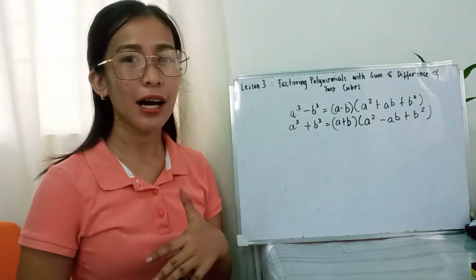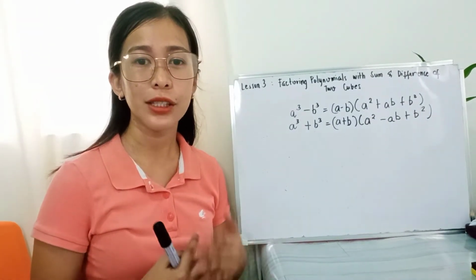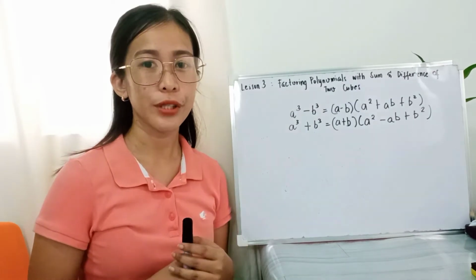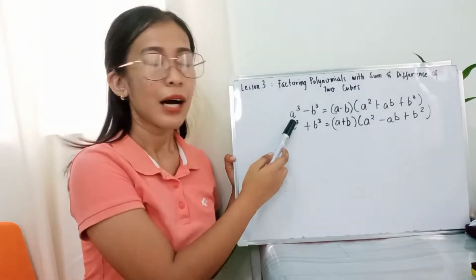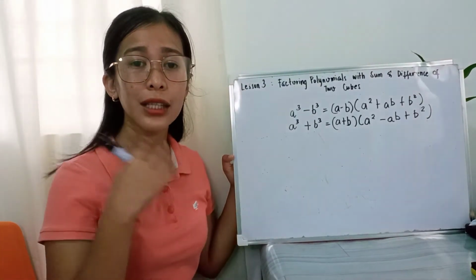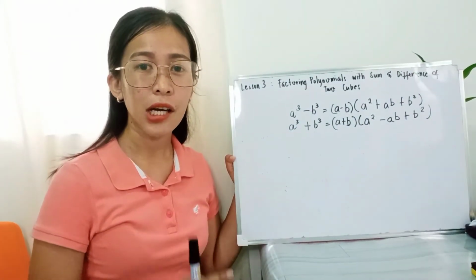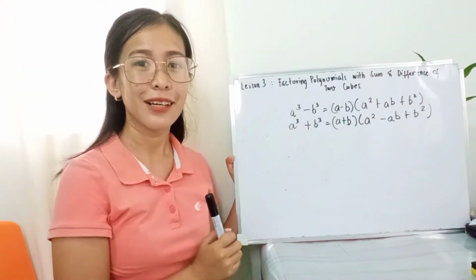So, ito ang tinatawag nating rules for factoring the difference or sum and difference of two cubes. Kapag nakita ninyo na ganito ang itsura ng polynomial, a cubed minus b cubed, that is what we call the difference of two cubes. Diba? Kasi minus yan.